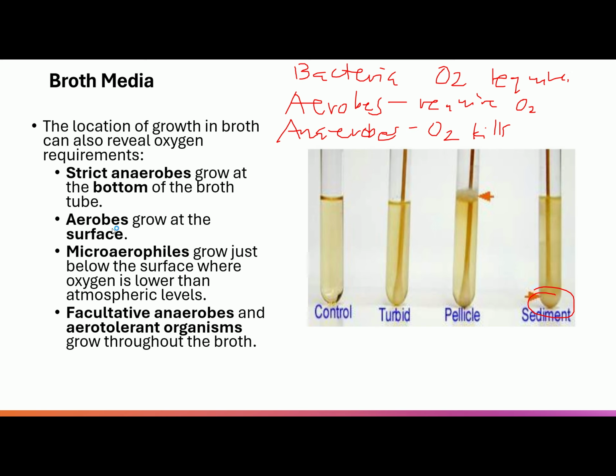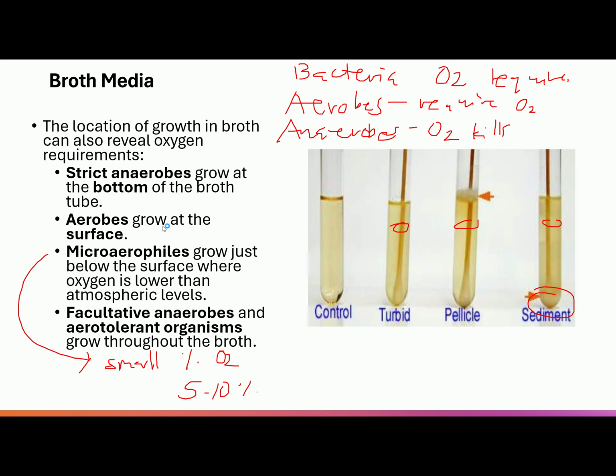They require oxygen. While microaerophiles naman, class, pag sinabi mong microaerophiles, these are bacteria that will require a small percentage of oxygen. Usually, mga 5 to 10% lang yan ng oxygen, class. The growth would just be below the surface where oxygen is lower than atmospheric level. So, kung ang growth niya, class, nandito lang, just below the surface, there's a possibility that it is a microaerophile. Then, if it is a facultative anaerobe or aerotolerant, it would grow throughout the broth.